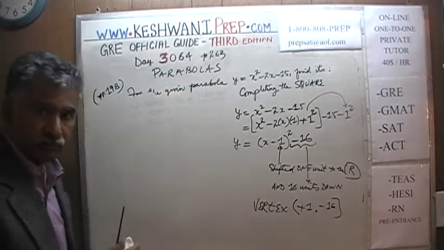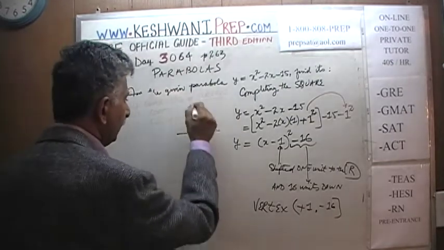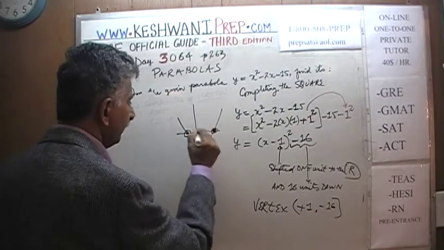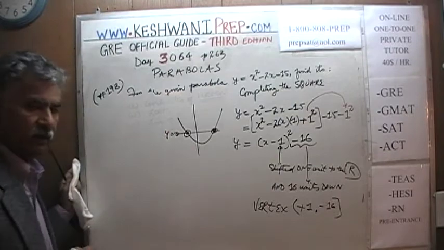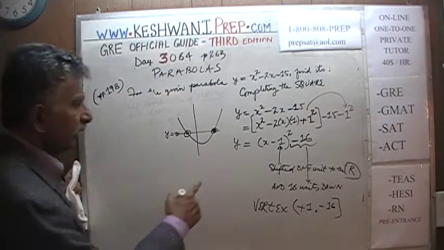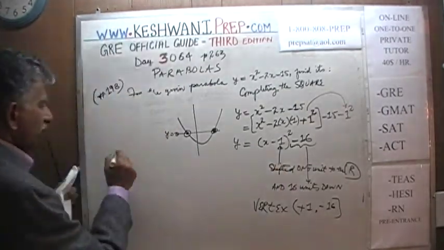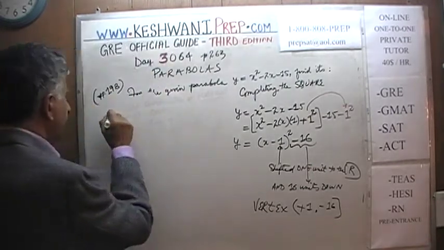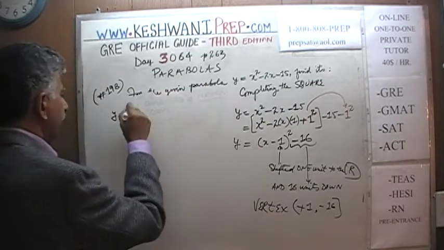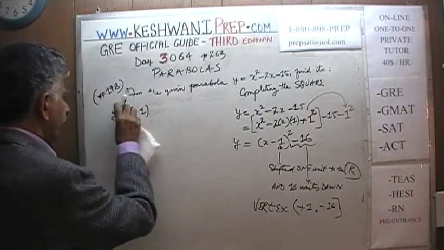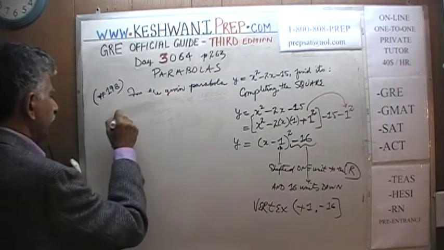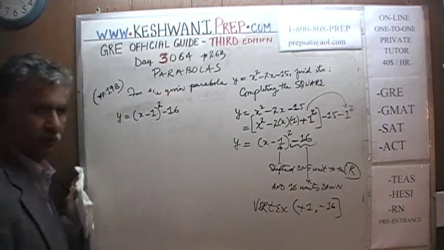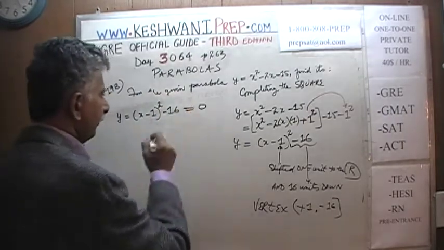When we talk about the roots of the parabola, we're talking about where does the parabola cut the x-axis? In other words, where does y equal 0? Y, we are told, is this quantity right here. Y is equal to (x minus 1) whole squared minus 16. And we want that to equal 0.